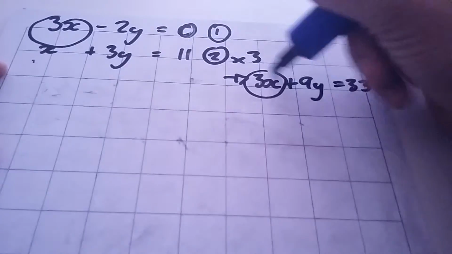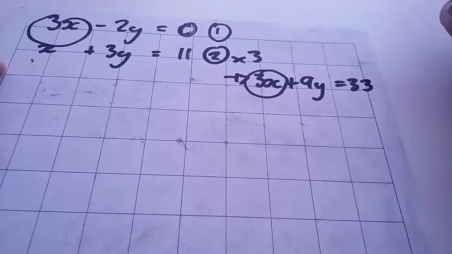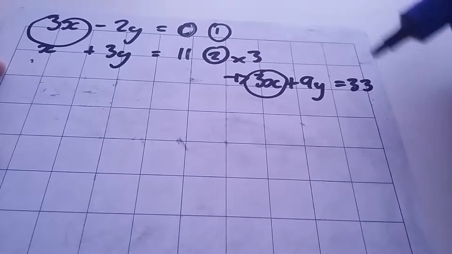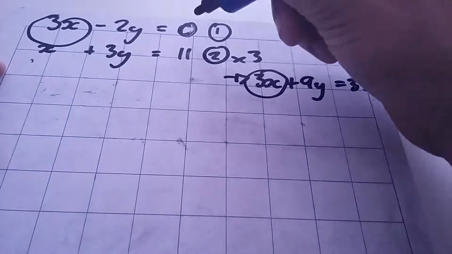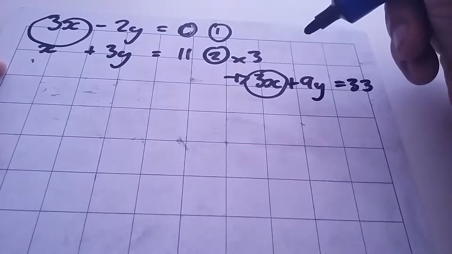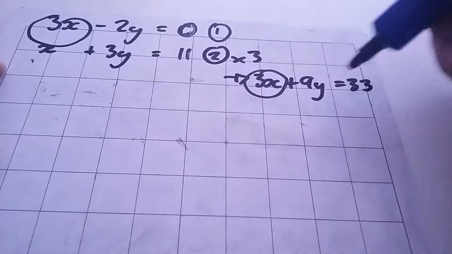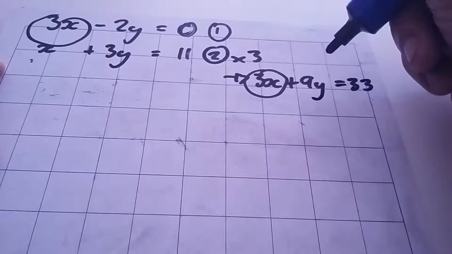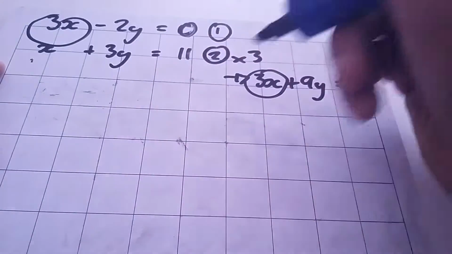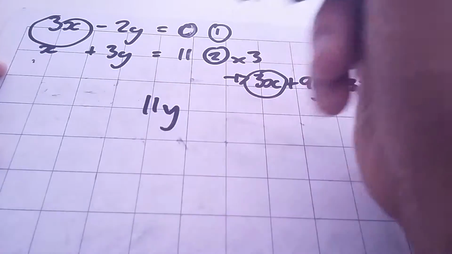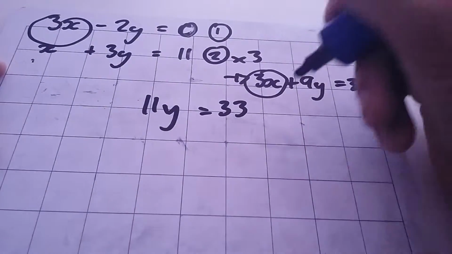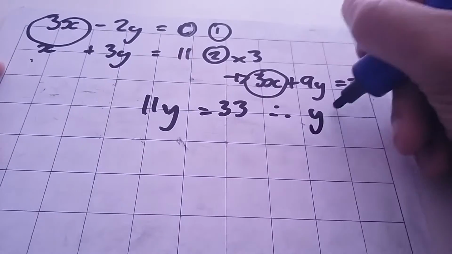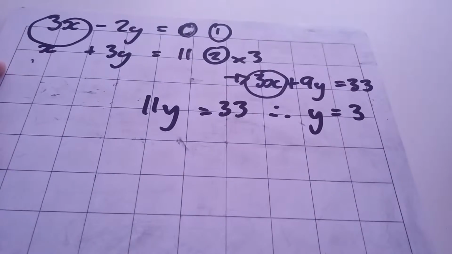Now notice we've got the same amount of x's. Okay, I've got 33 here and 0 here. So what I'm going to do is subtract the first equation from the second one. So 3x minus 3x is 0. 9y subtract minus 2y is 11y. And 33 minus 0 is 33. Which means that y equals 3.